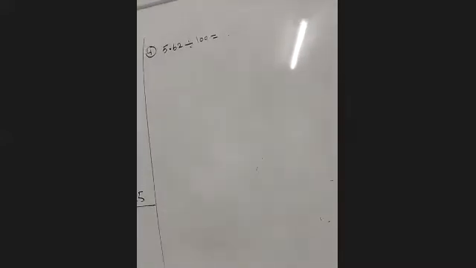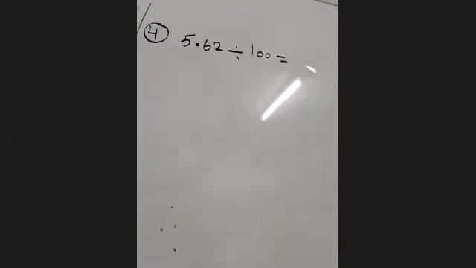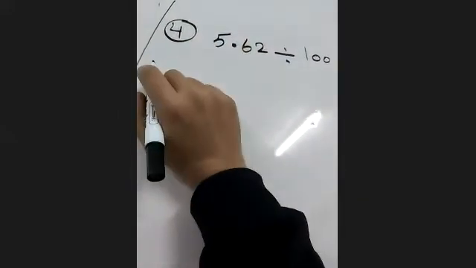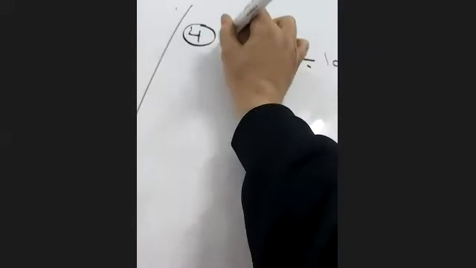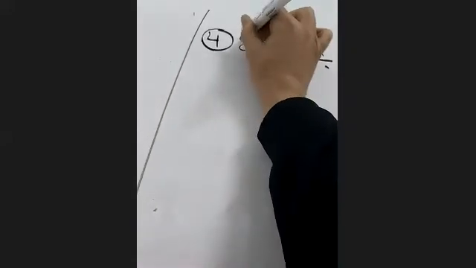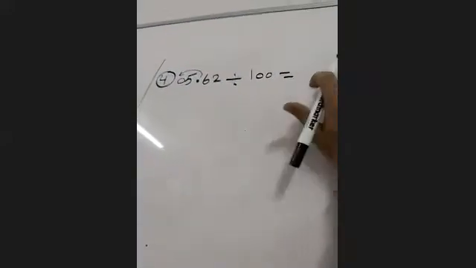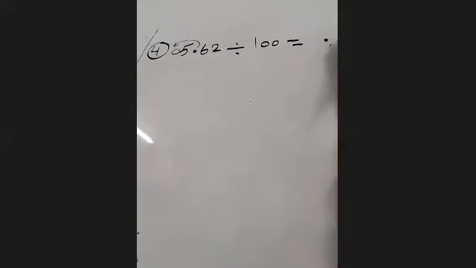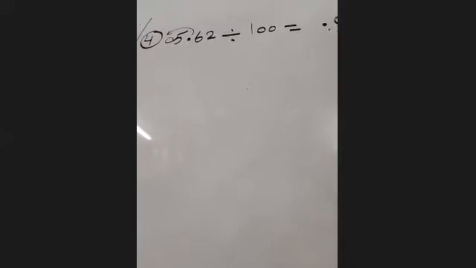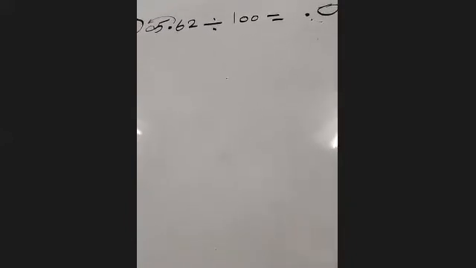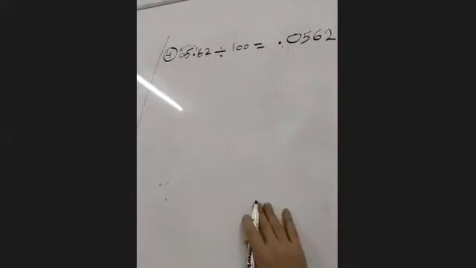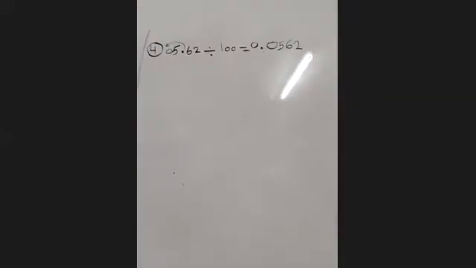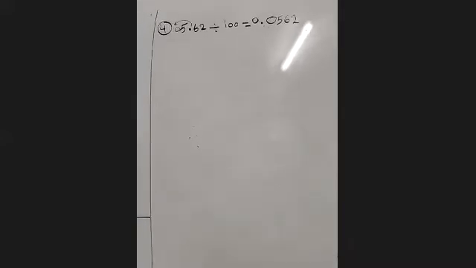We will go to the left 2 digits. I have only 1 digit, so we put 0, then go to the left 2 digits. What's the answer will be? Decimal 0562, right? Yes, and put 0 in the empty place, so the answer will be 0.0562. Thank you.